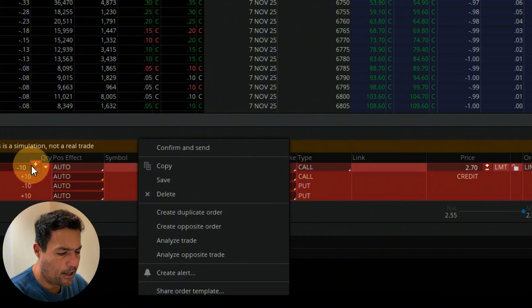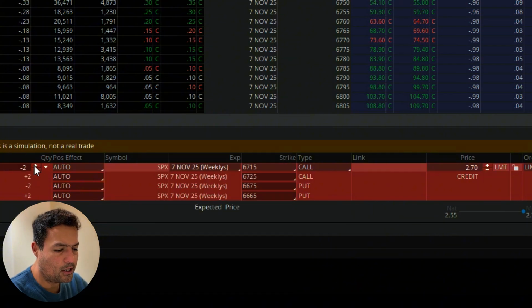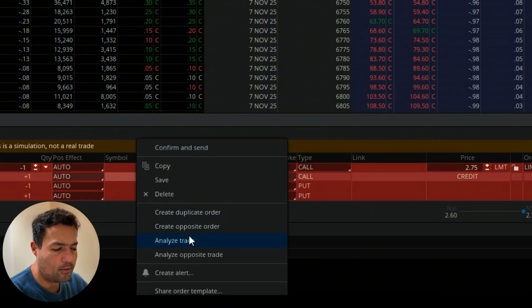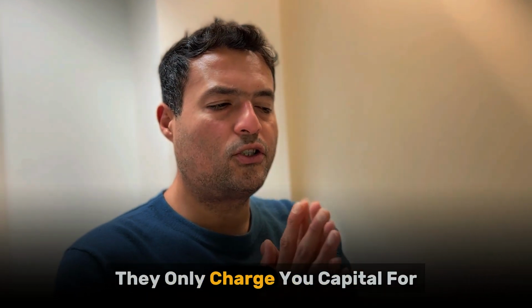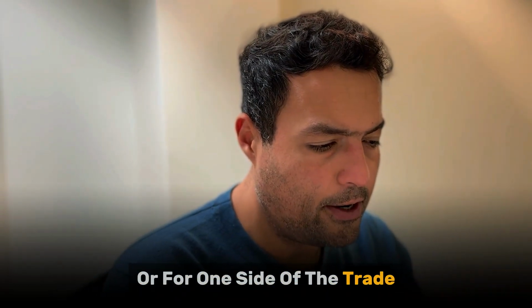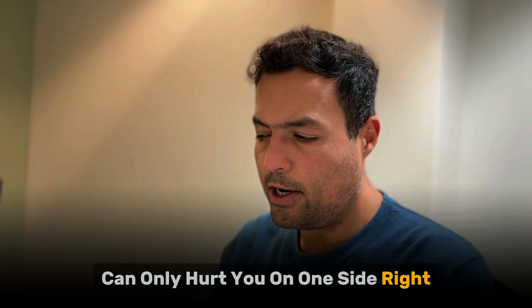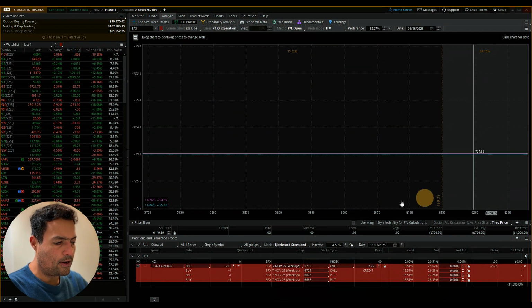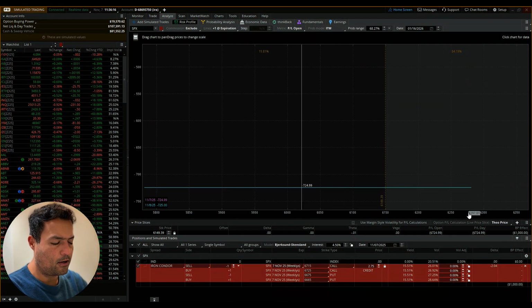Let's see how much money I collect or the amount of risk I'm putting on. Obviously, buying power will cut down because I'm selling both sides. When you sell both sides, they only charge you capital for one side of the trade because the market can only hurt you on one side, right? Beyond your short strikes. You put down capital, or your buying power is affected, on one side only.